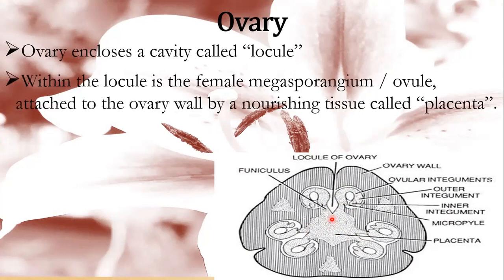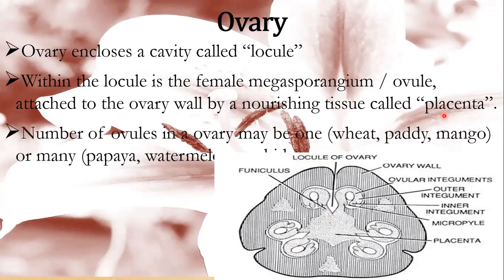Within the locule, the female megasporangium or the ovule is present, and it is attached to the nourishing tissue called the placenta. The number of ovules in the ovary may be 1, as in wheat, paddy, mango, or many, as in papaya, watermelon, and lily. In papaya, when we cut the papaya, we see a number of black seeds. These are the many ovules present in one ovarian cavity, in one locule. In watermelon also, many ovules are present in an ovary. This is about the structure of the ovary.